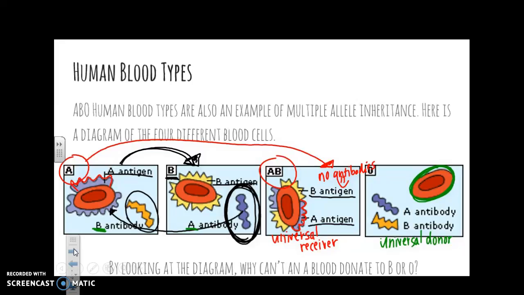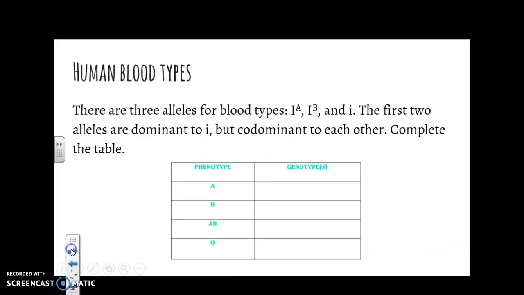So like I said, we'll talk more about this in class, but that's just a brief introduction on how that works. So when we talk about blood types, there are 4 different types and there are 3 different alleles.